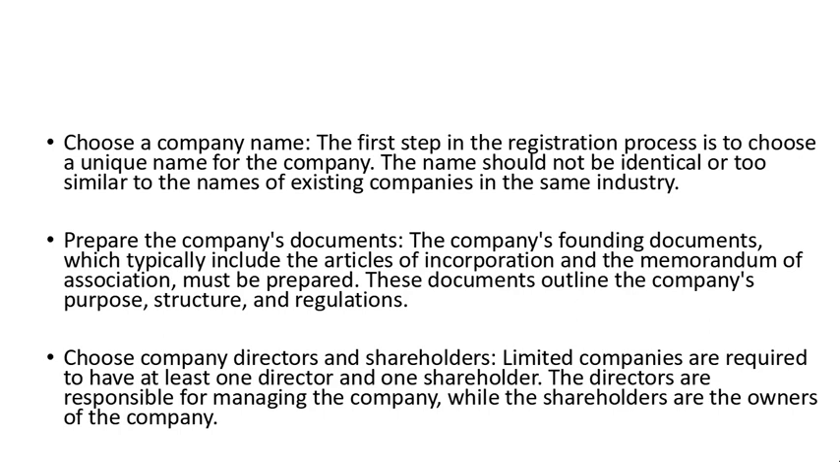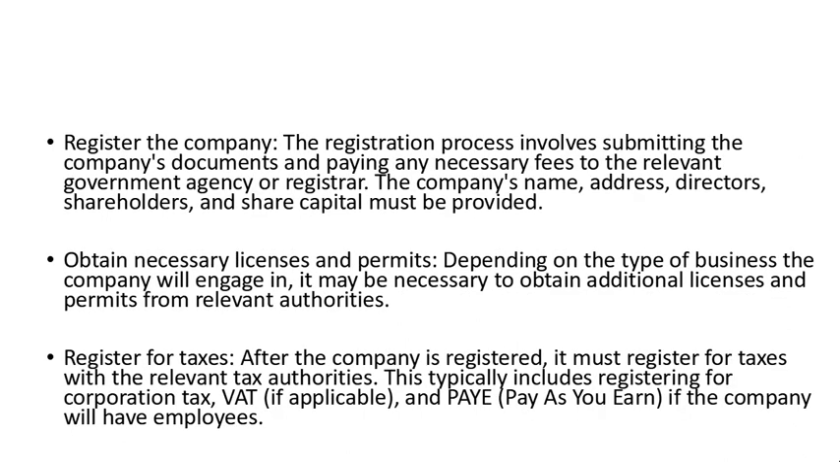Now, the next step is to choose the company's director and shareholder. Limited companies are required to have at least one director and one shareholder. The directors are responsible for managing the company, while the shareholders are the owners of the company. This is the difference between the board of directors and the owners. An owner, as a shareholder, can become a director as well, depending on how many shares he owns.